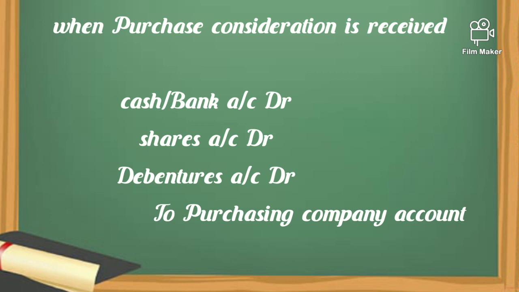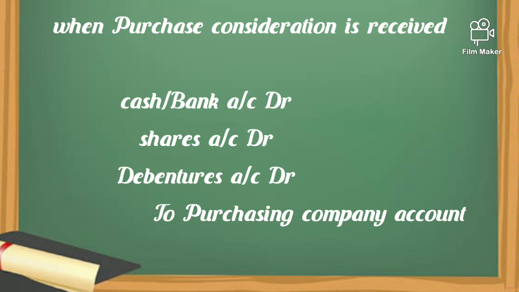After purchase consideration is due, the next entry is how we are giving that purchase consideration, how they are receiving this purchase consideration amount while converting from partnership firm to a limited company. The entry will be in which form we are giving. Based on that form we have to distribute. Like if you are giving in cash, bank account debit to purchasing company account. If you are giving in shares, shares account debit to purchasing company account. Or if you are giving in all the 3 different forms, then you have to mention cash or bank account debit, shares account debit, debenture account debit to purchasing company account.